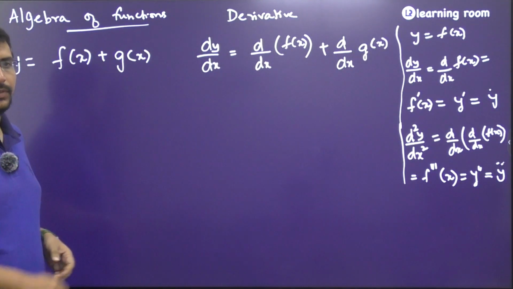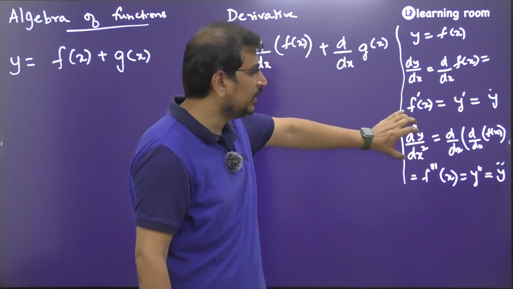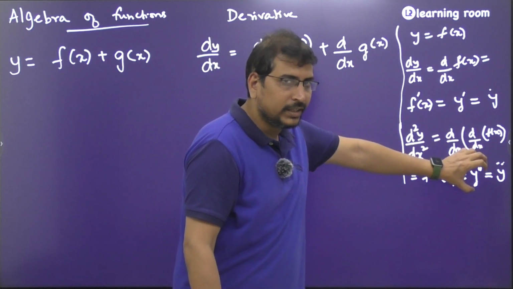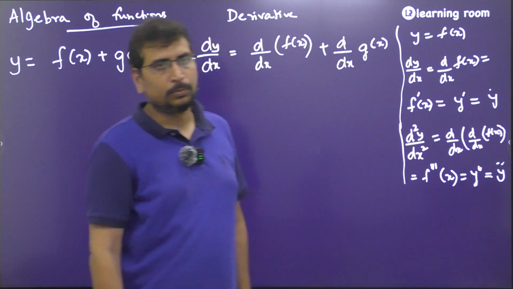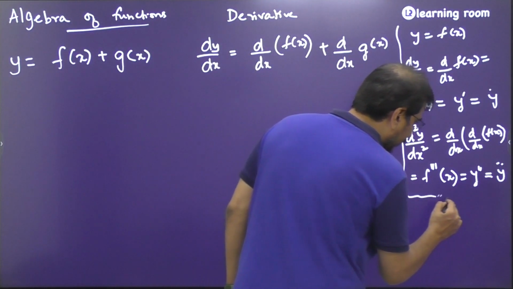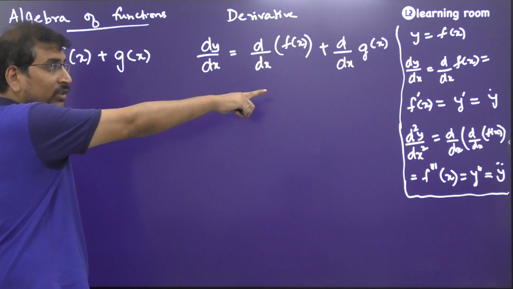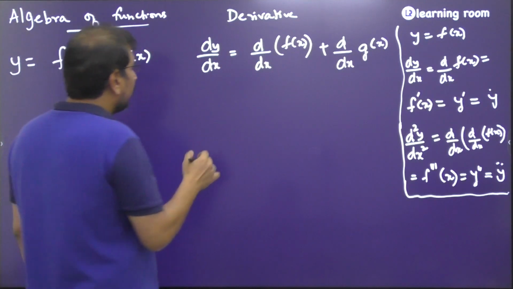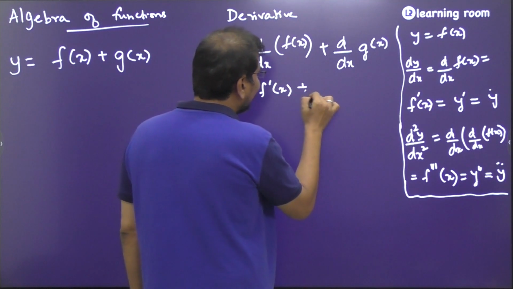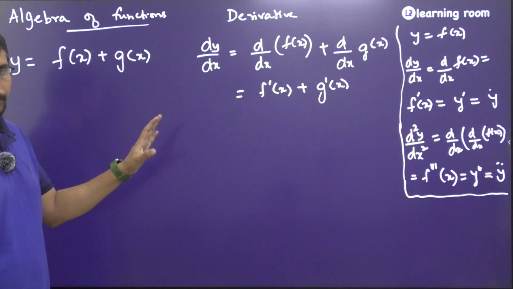Similarly, 3. It keeps going like this. We generally don't use this. If it is d cube y by dx cube, then you'll write f triple dash of x, y triple dash, y with 3 dots on top of it. This is just a notation. Having said this, going forward, I'll be using the dash notation. So I will write this as f dash of x plus g dash of x. I hope you are able to understand this.